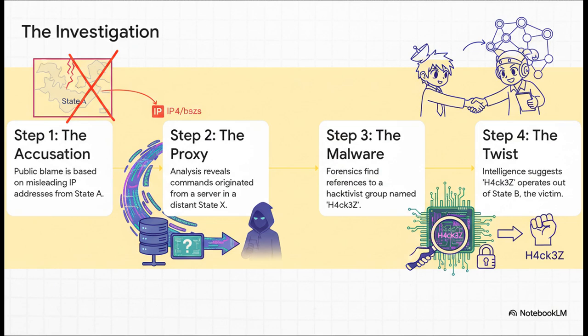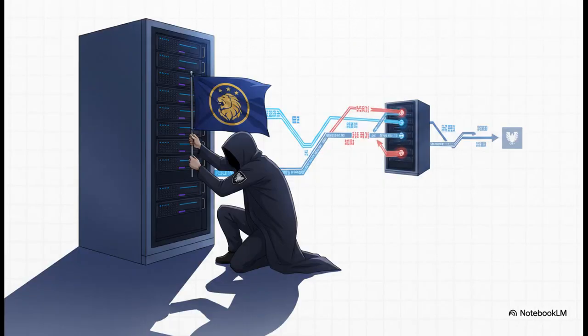But then, step 2. A much deeper dive revealed the attack commands actually came from a server in a totally different country, State X, a classic proxy server used to hide the real origin. Step 3. Forensic experts found little clues inside the malware that pointed to a hacktivist group called H4KZ. And then the big twist. Step 4. Intelligence, probably shared through one of those trusted human networks, revealed that H4KZ operates out of State B, the supposed victim country itself. It was a classic false flag. The whole attack was deliberately routed through State A's computers just to make them look guilty, most likely to escalate an existing political conflict. Those digital fingerprints weren't evidence, they were a carefully crafted lie.